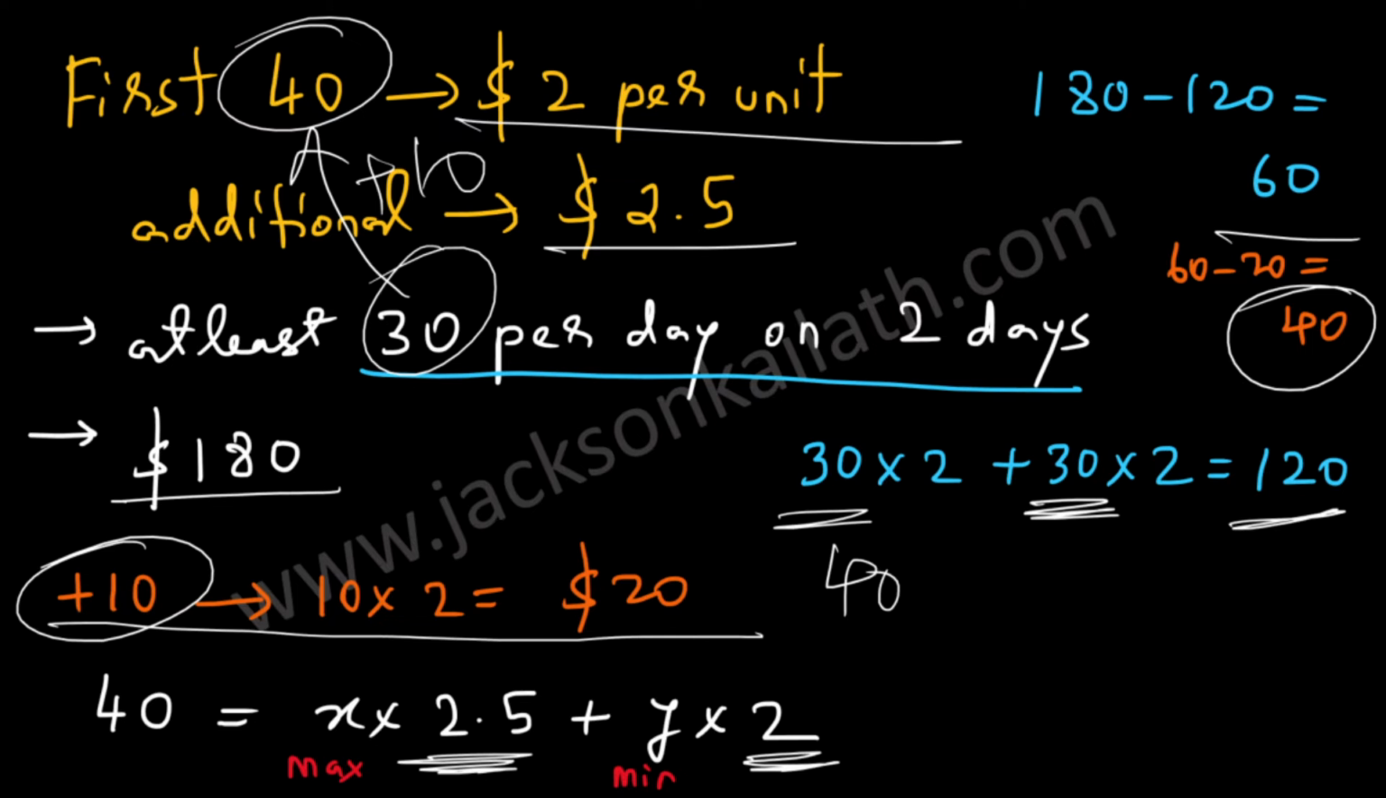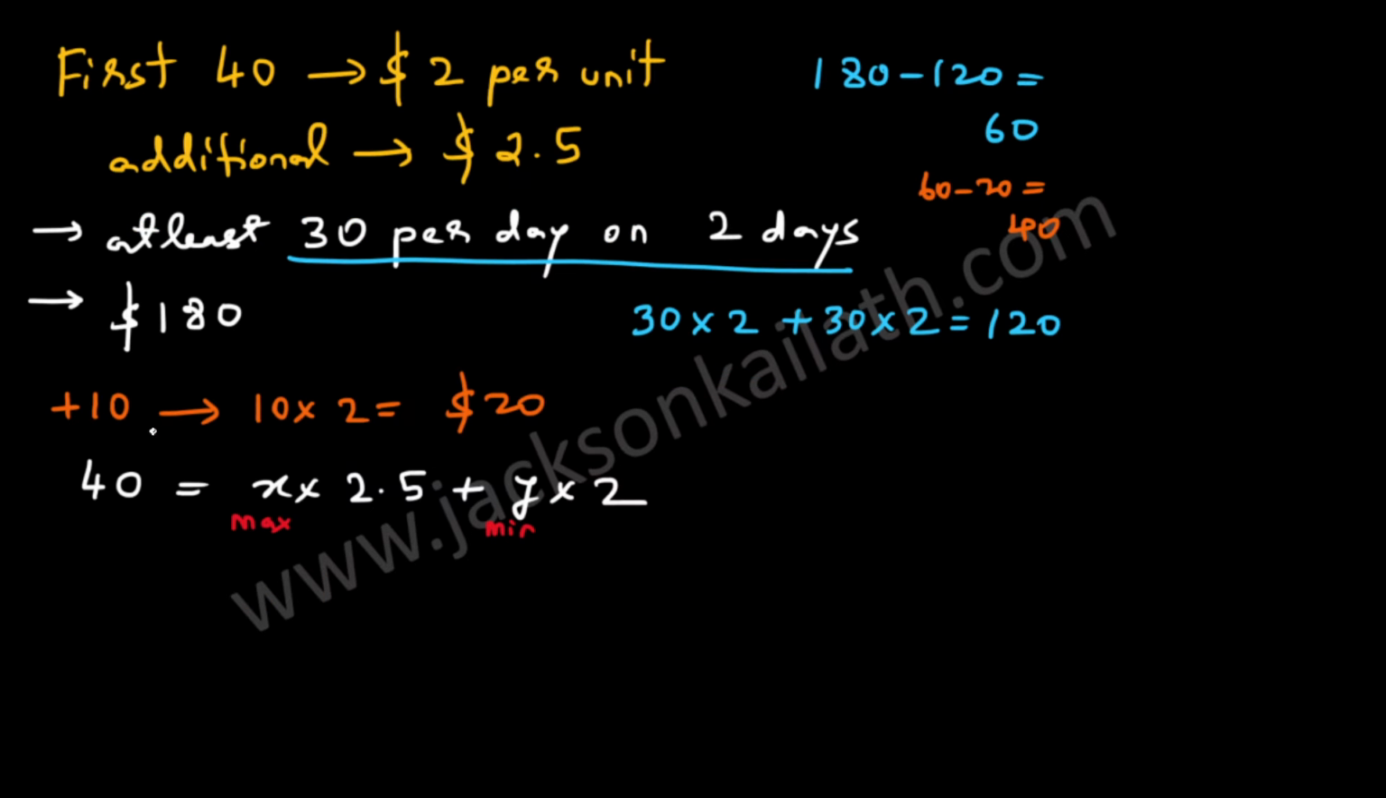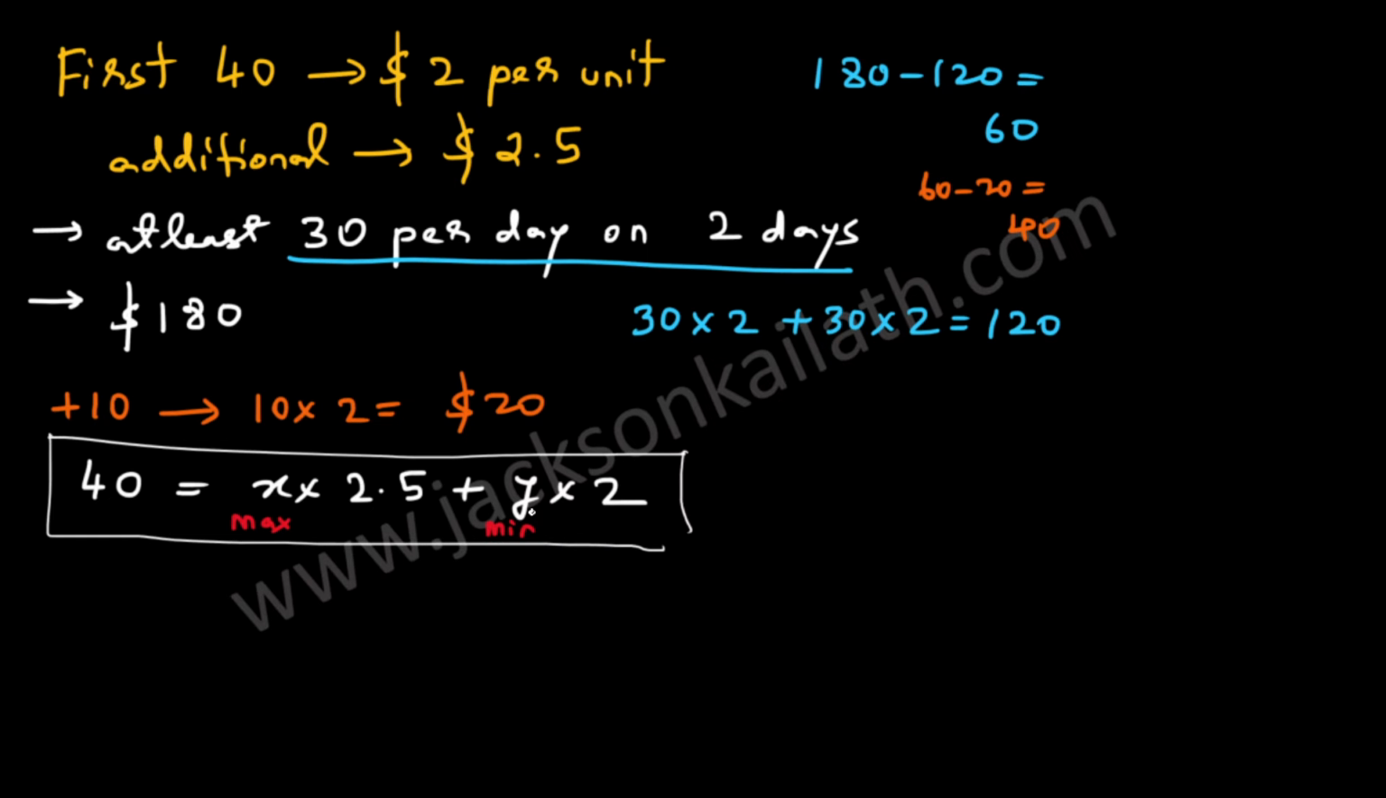All right, so let's make some space over here. We have written this equation: 40 is equal to x into 2.5 plus y into 2, and we need to maximize x, which means we have to minimize y. Now how can I do it? Let's try to put in some numbers. If I take the value of y as 0, because I'm trying to minimize it, then 40 is equal to x into 2.5, or x is equal to 40 divided by 2.5.